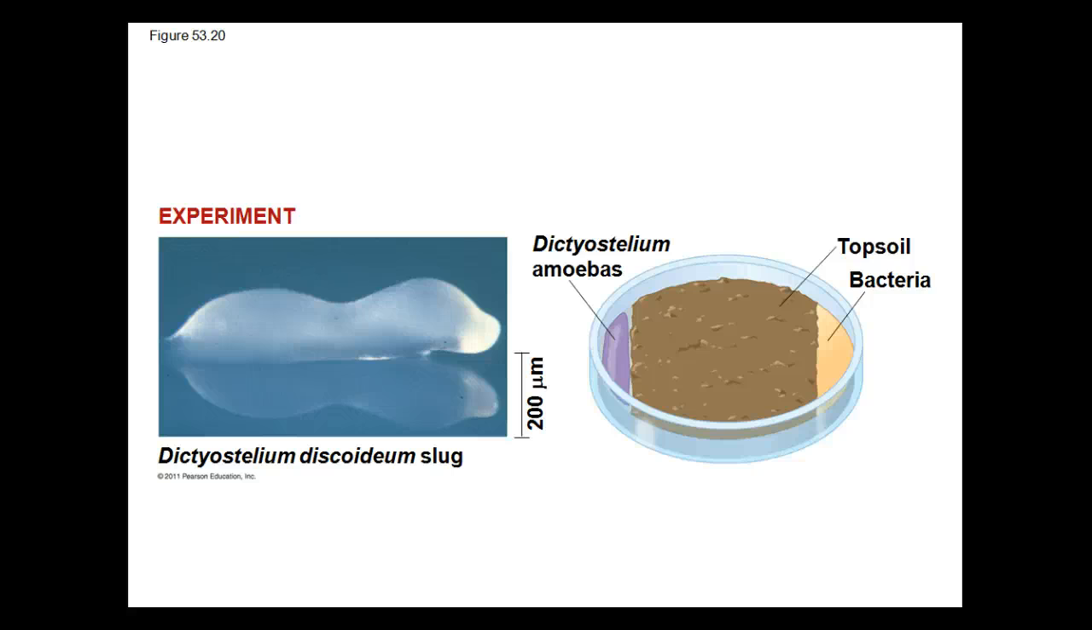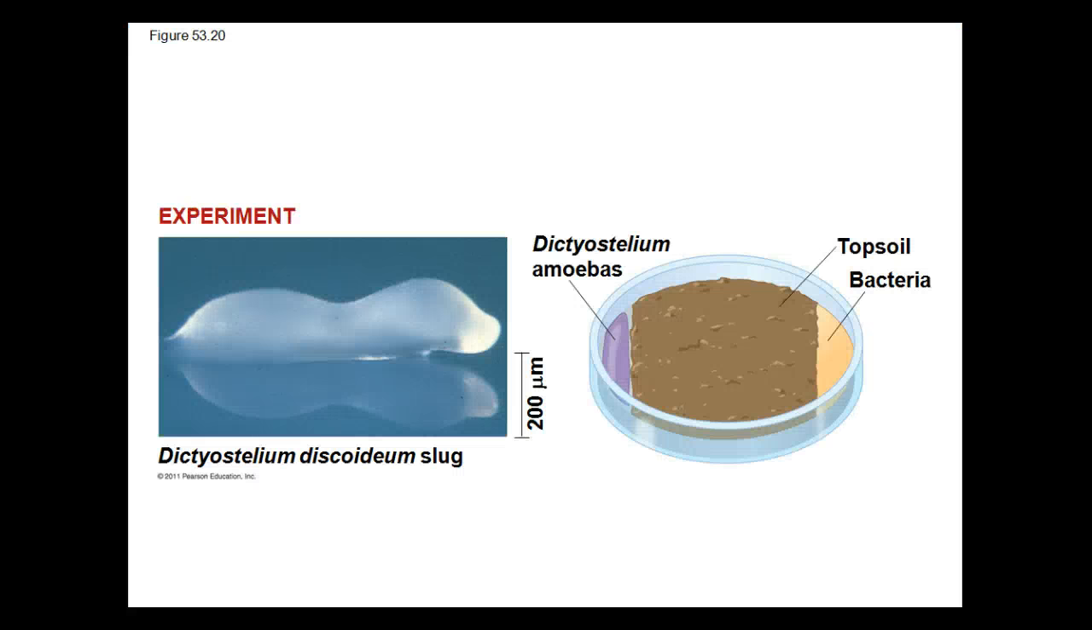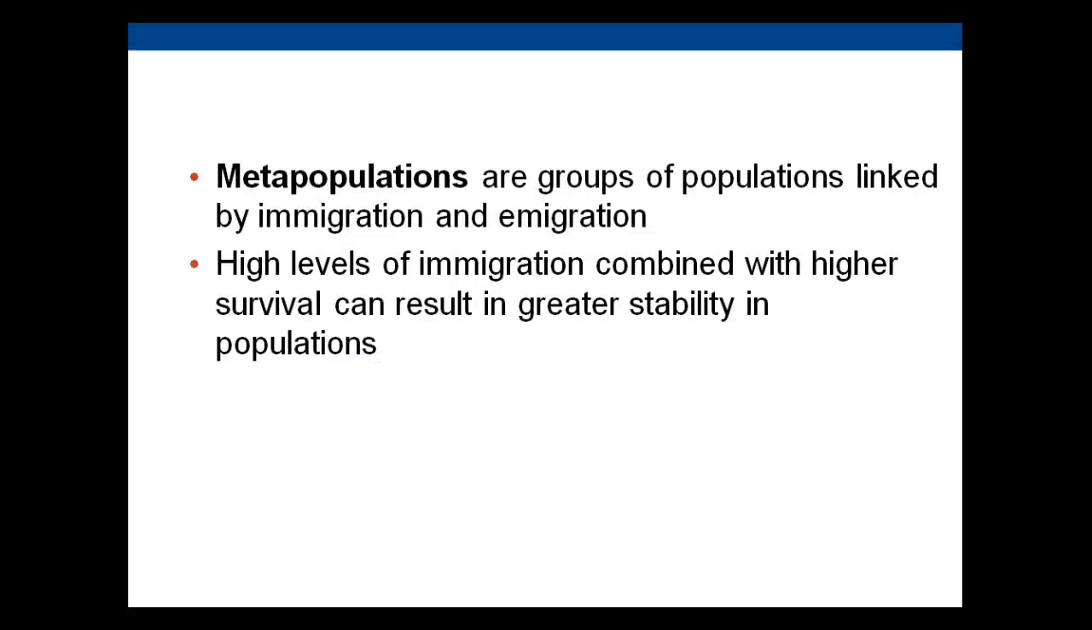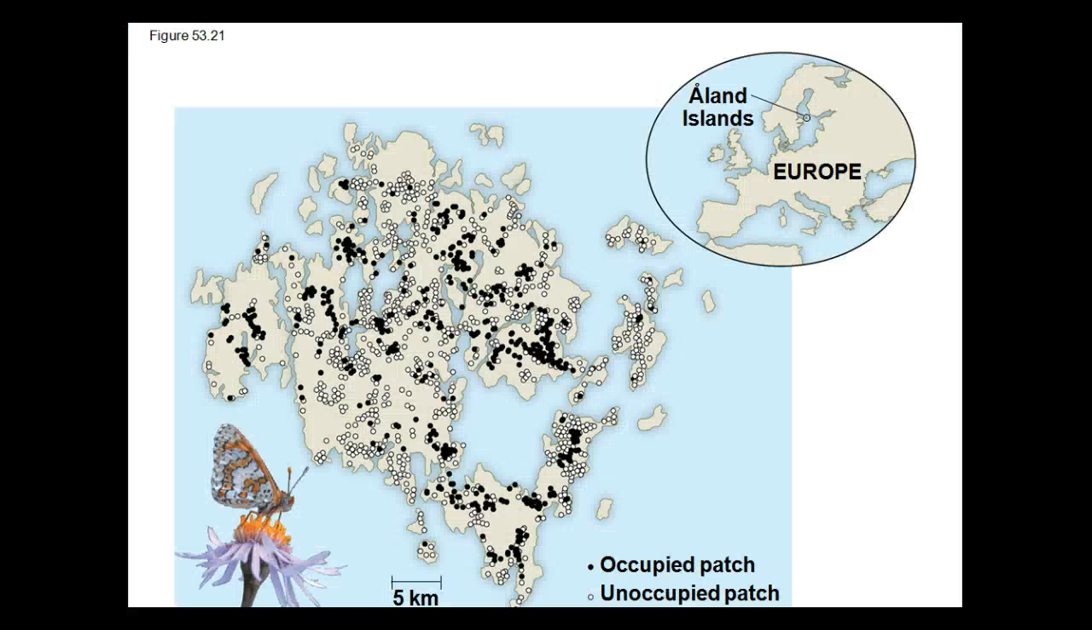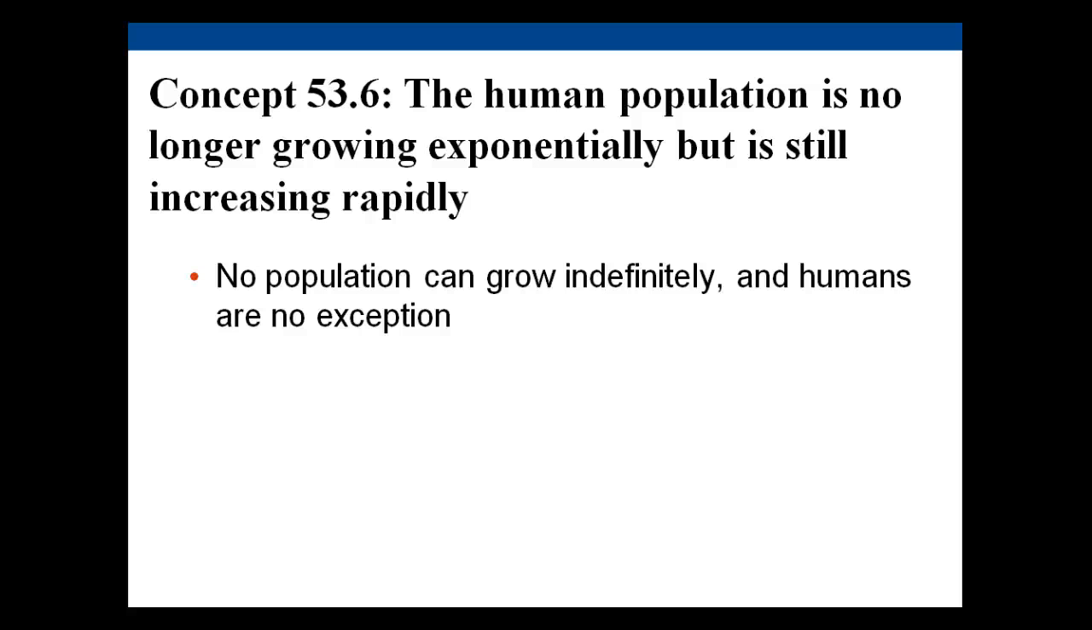This is kind of interesting with the experiment of amoebas that can migrate and forage better than a group. For example, here's a slug. A metapopulation is a group of populations linked by immigration and emigration. And if you immigrate, you combine a higher survival rate when you're in a stable environment. So this is kind of interesting with some butterflies, occupied patch versus unoccupied. We'll talk about this a little bit more.